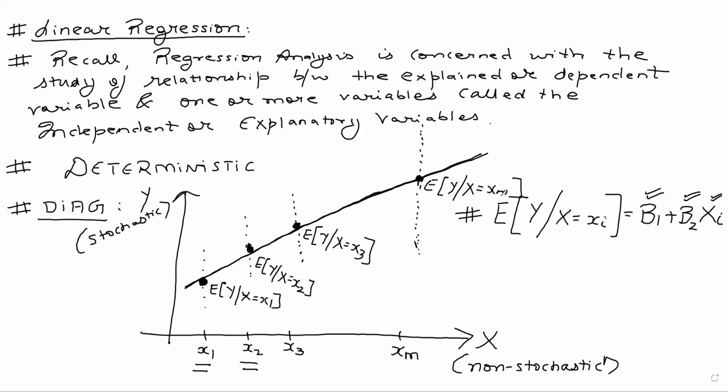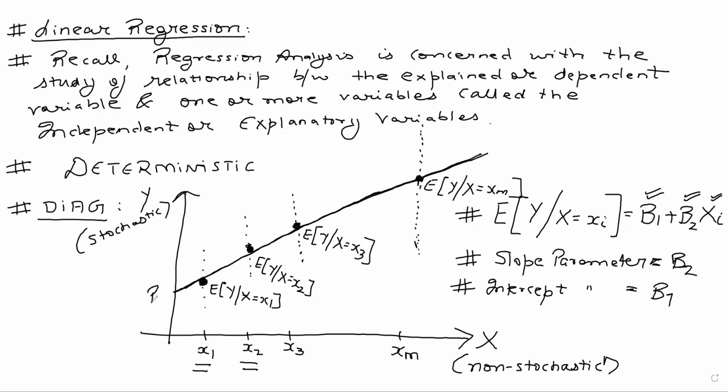So you can see it's a straight line. It's a linear line. Every linear line has two particular parameters. One is called the slope parameter and one is called the intercept parameter. So the slope parameter of this regression line is B2, and the intercept coefficient or intercept parameter is B1.